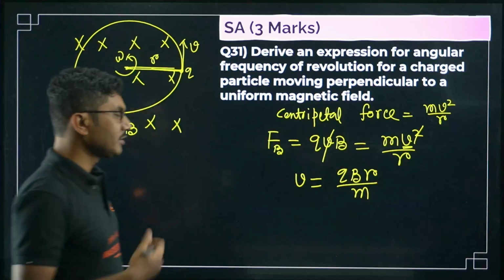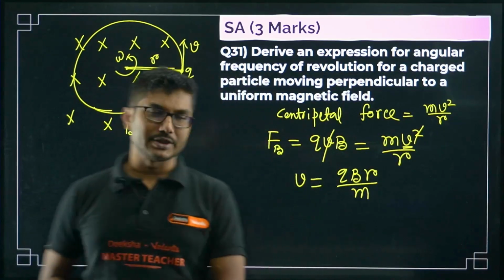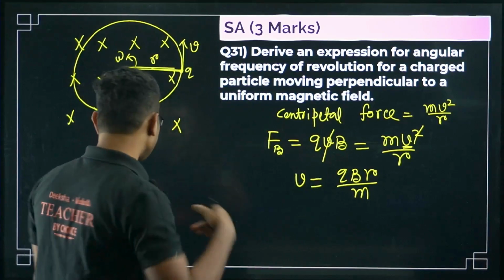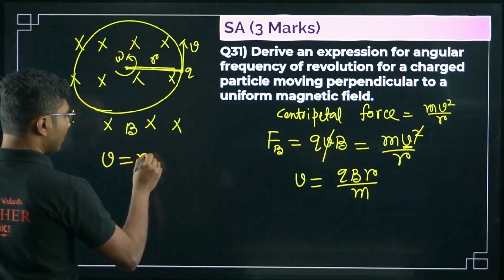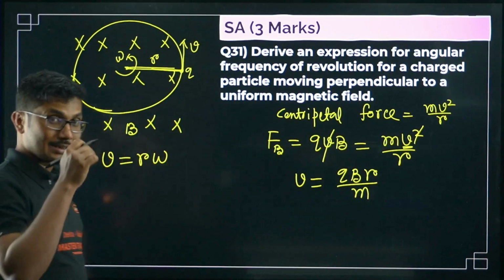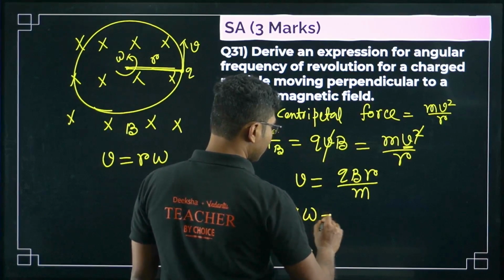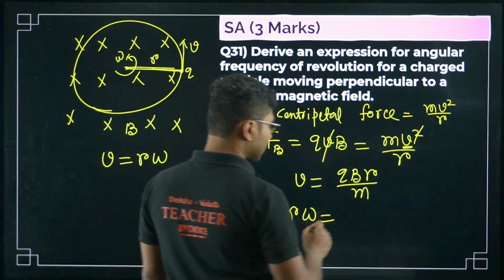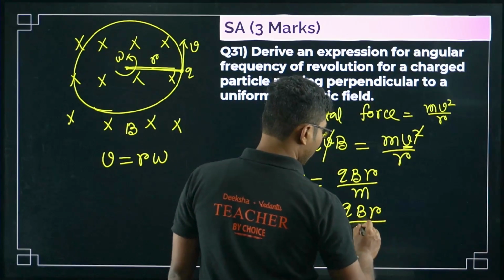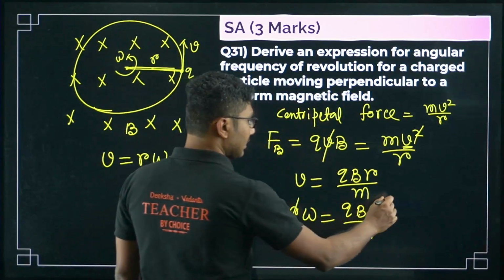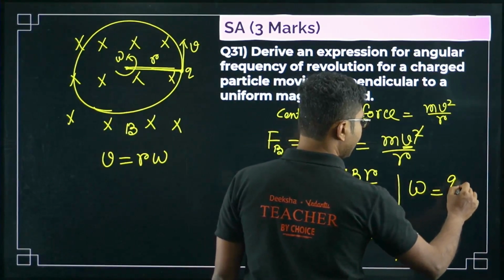Right? Now the question is not about finding the required velocity. The question is to find the angular velocity. So how can we find the angular velocity? We know that linear velocity equals r omega, where omega is the angular velocity. So we have to substitute this value. Okay, so these cancel, and you get omega equals QB by M.